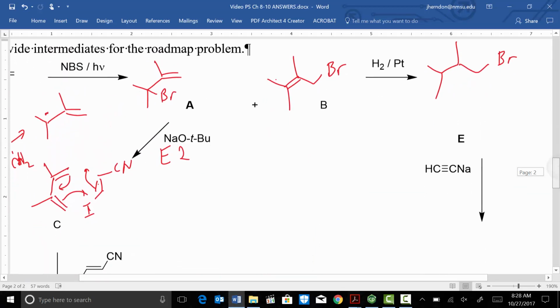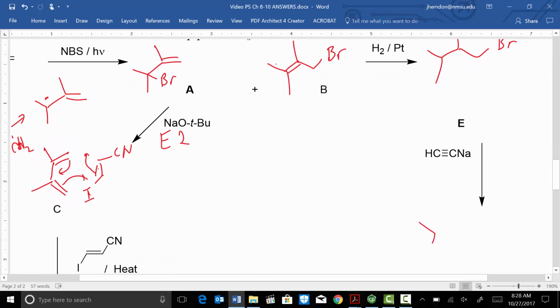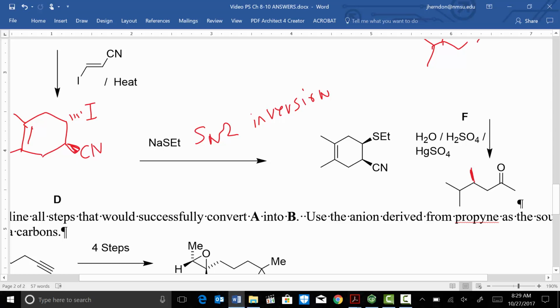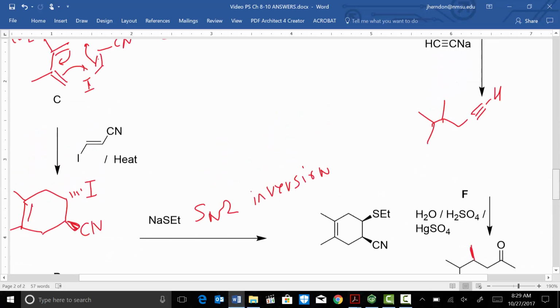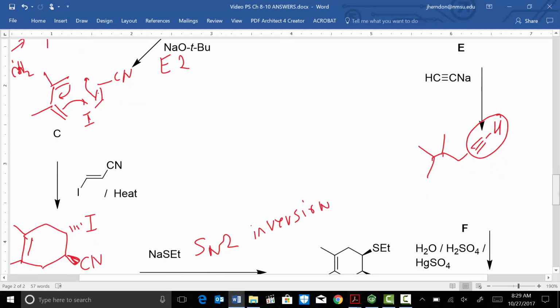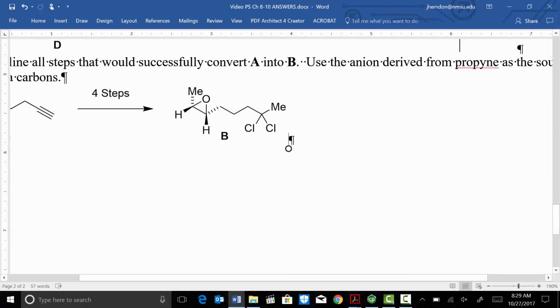Okay, this is now going to do the alkynyl anion addition to make the compound here, and the last step is just an alkyne hydration, and since this is a terminal alkyne, it's going to be regioselective, making the Markovnikov product.